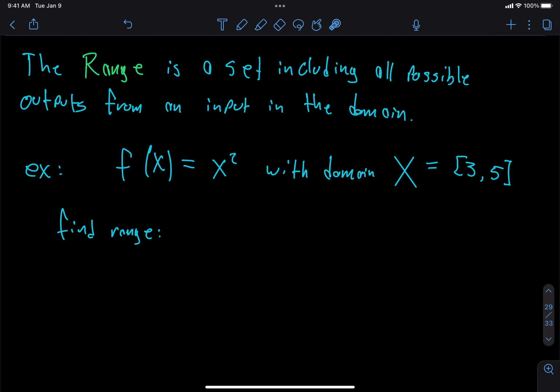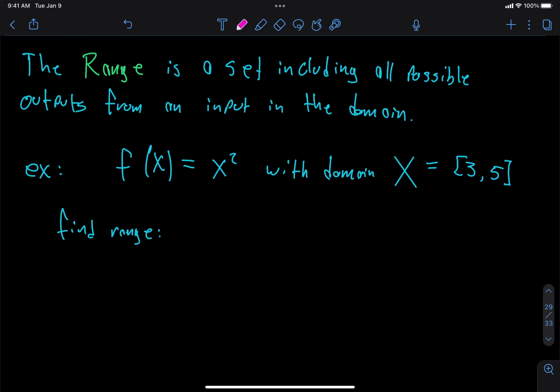Okay, so let's talk about the range now. The range is of course going to be all of the possible outputs from an input in the domain. And this one is a little bit trickier to see. You have to think in a little bit of an abstract way to see what possible outputs I could get when I apply this function rule to all of the numbers in the domain. So in this problem, what do they tell us? They tell us the function rule, and they also give us a domain, so we don't have to do all that work to figure it out. The domain is all the numbers between 3 and 5.